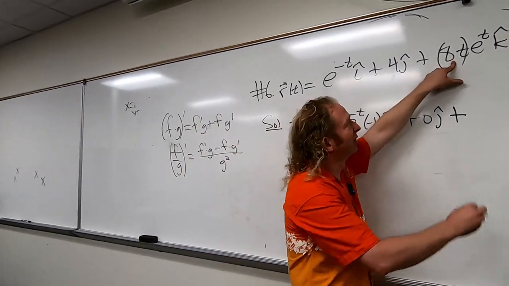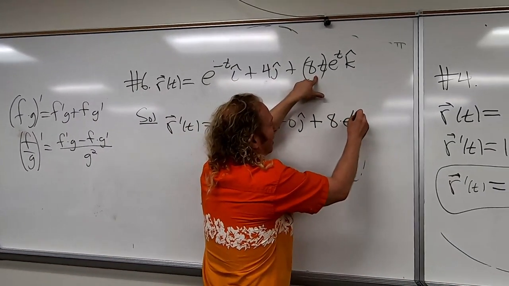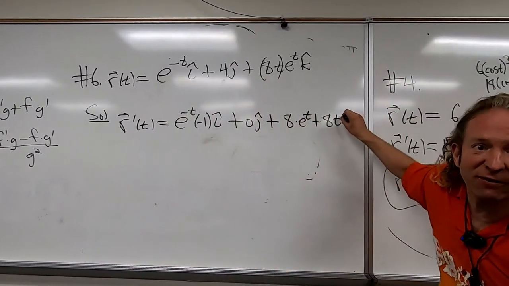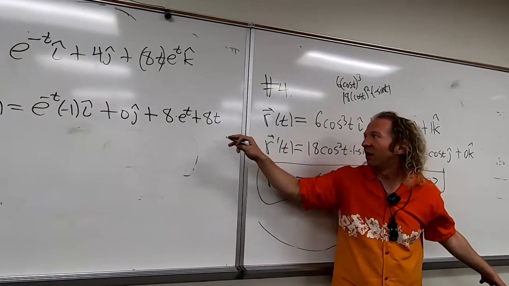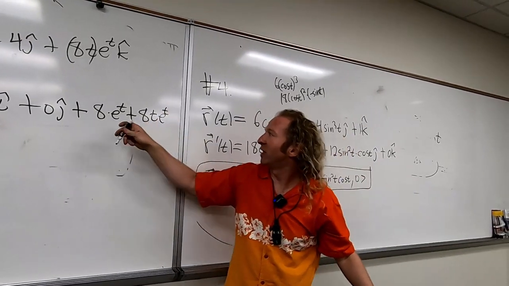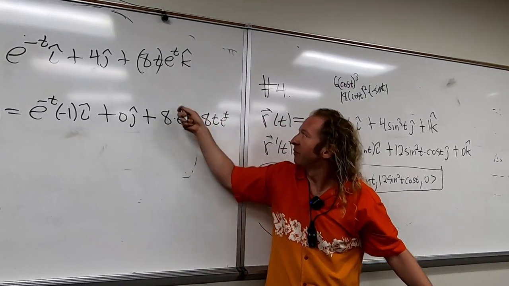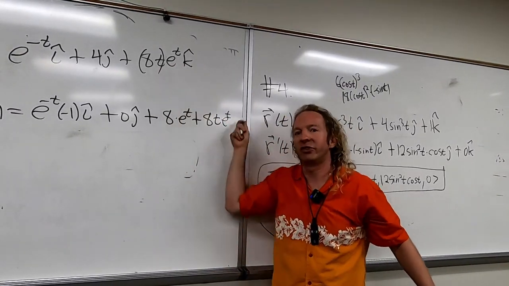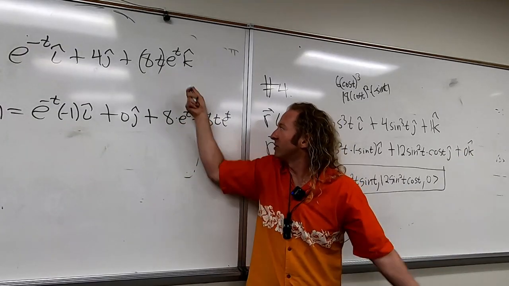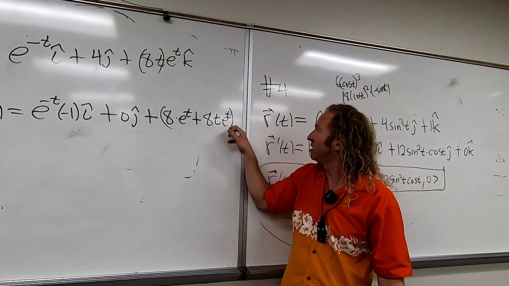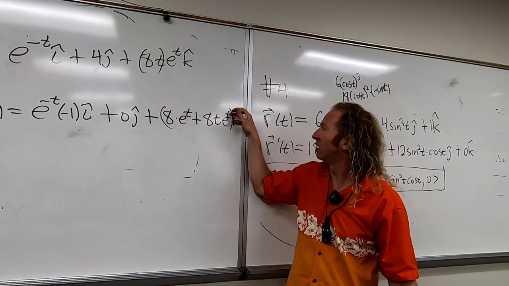Derivative of the first times the second plus the first times the derivative of the second. What's the derivative of e to the t? e to the t. So let me go over that again: the derivative of the first times the second plus the first times the derivative of the second, and then parentheses, k hat.